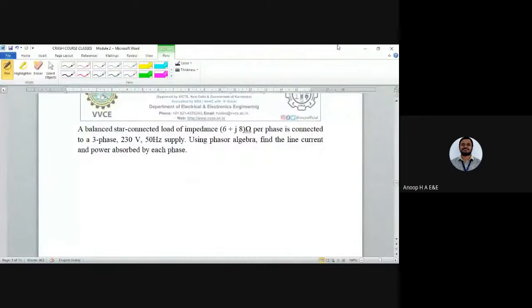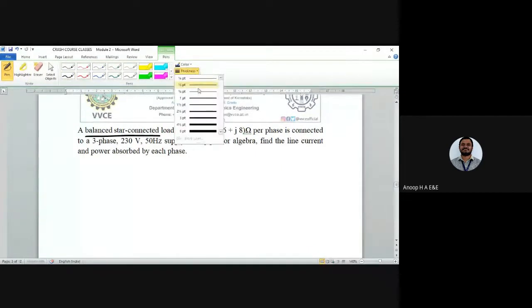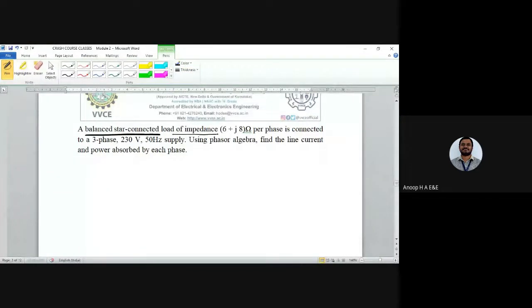So write down this problem here. I hope the screen is visible to everyone. Okay, so it's a balanced star connected load. It is having an impedance of 6 plus j8. Okay, so star connection. So it is having 6. So it is R plus jXL concept. Okay, so R is 6 and L, which is that.